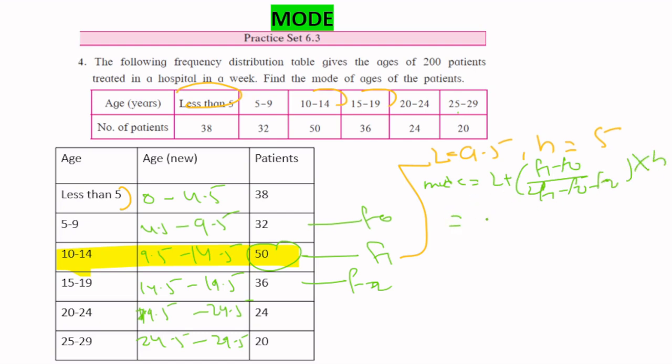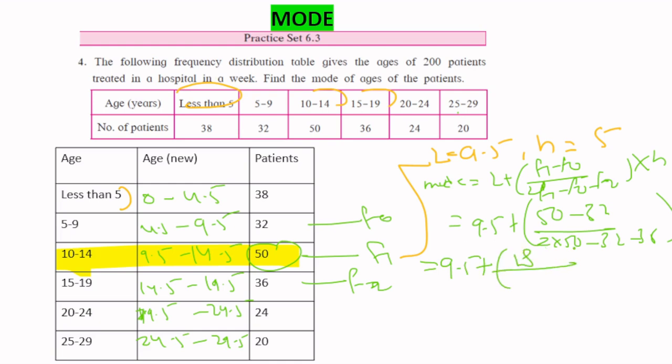Okay, what is L? 9.5. F1, so 50. F0, 32. So 2 into 50 minus 32 minus 36, into h. h is how much? 5. Solve it quickly. So 9.5 plus 18 over 2 into 50, 100, 100 minus 68, into 5. So 9.5 plus 18 divided by 32 into 5.